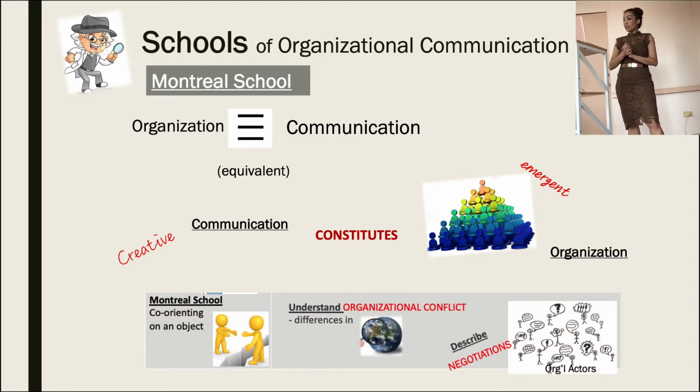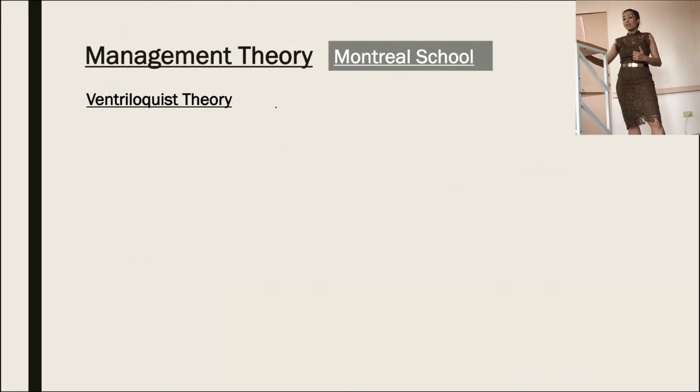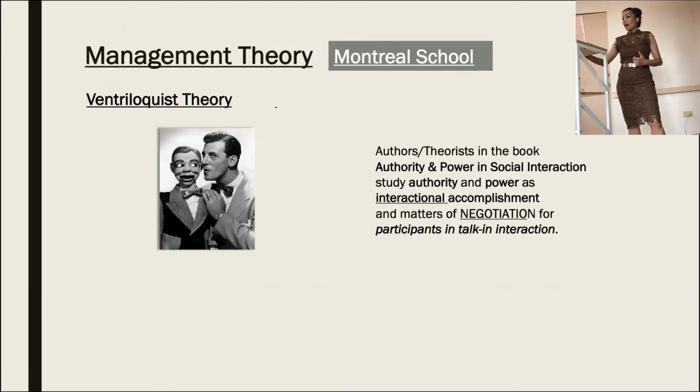So from this slide, you can see here, just pay attention to the fact that the Montreal School focuses on co-orienting on an object or co-tailoring, co-creating, and that there are negotiations happening amongst the organizational actors in order to achieve that. Right. Okay, so the theory that applies to this is the ventriloquist theory. I'd just like to read through.